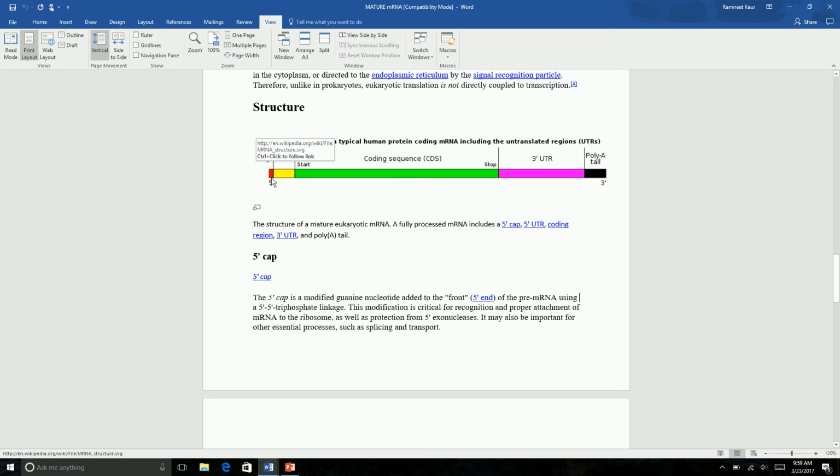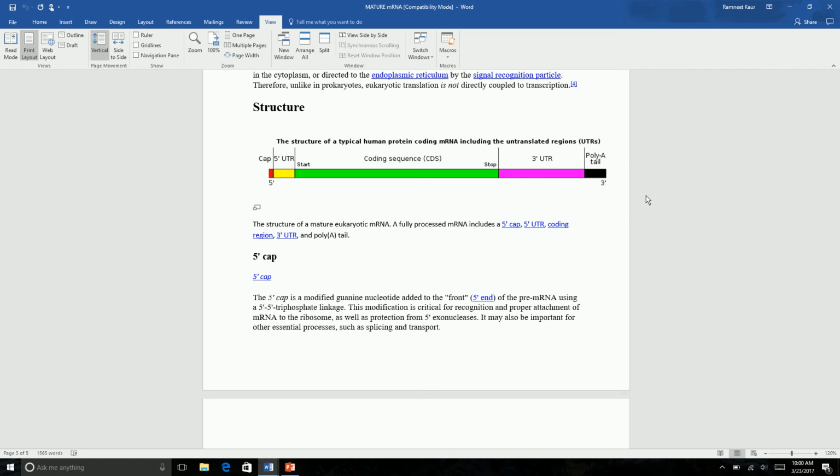Why are these two ends being modified? They are modified because mRNA has to move from the nucleus to the cytoplasm, and RNA is a very sensitive molecule. It has to cross over the cytoplasm where there are a lot of hydrolytic enzymes. This mRNA can get degraded on the way.